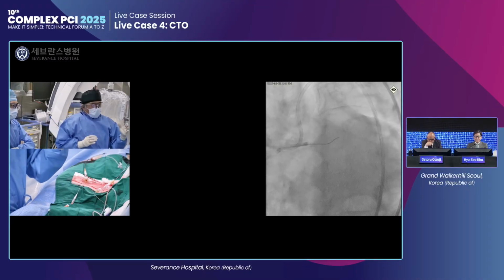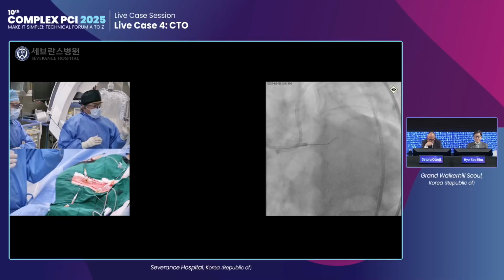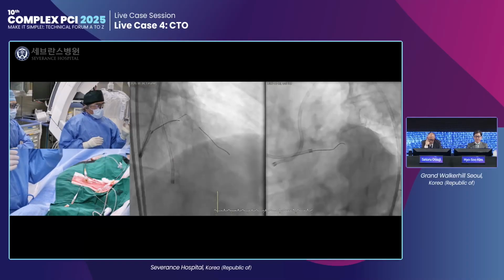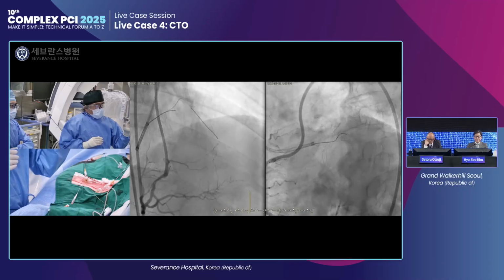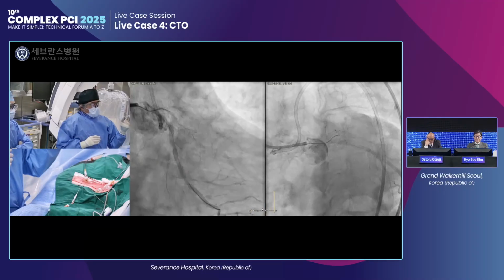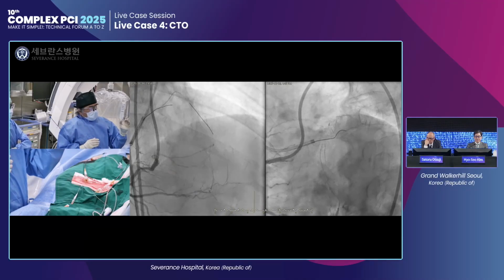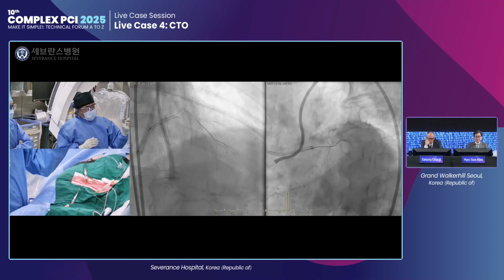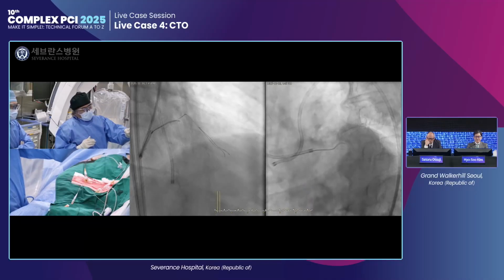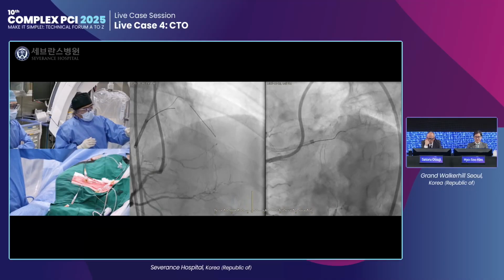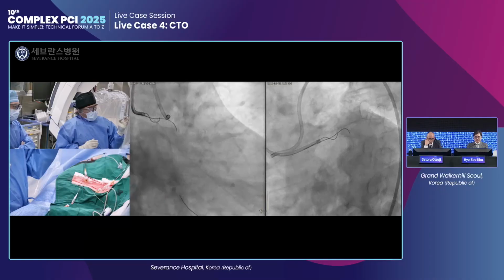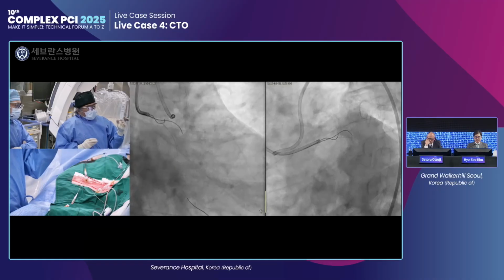So based on this wire as the marker wire, positive. Next one. Minus. Okay. Next one. So from the cranial view, we cannot know. However, on the caudal view, this is definitely not the LAD. Next one.